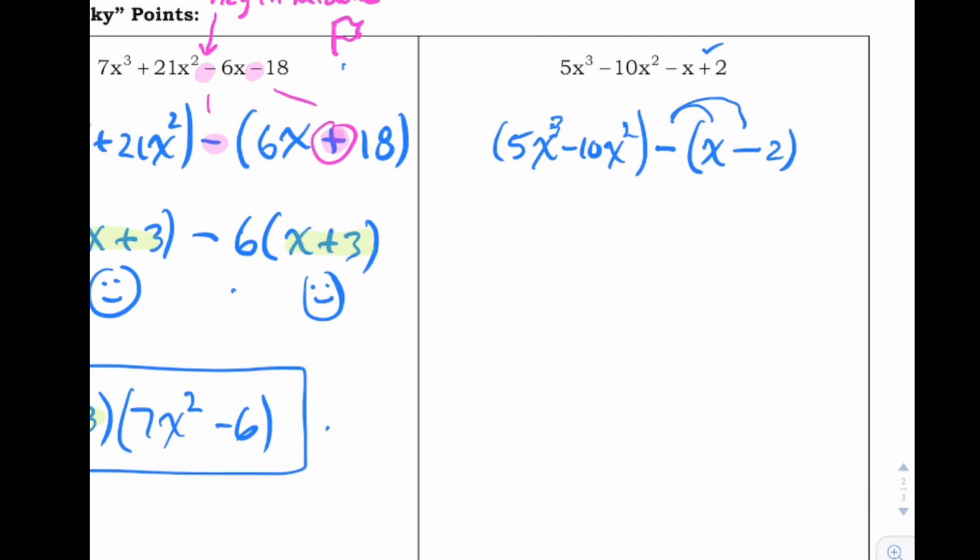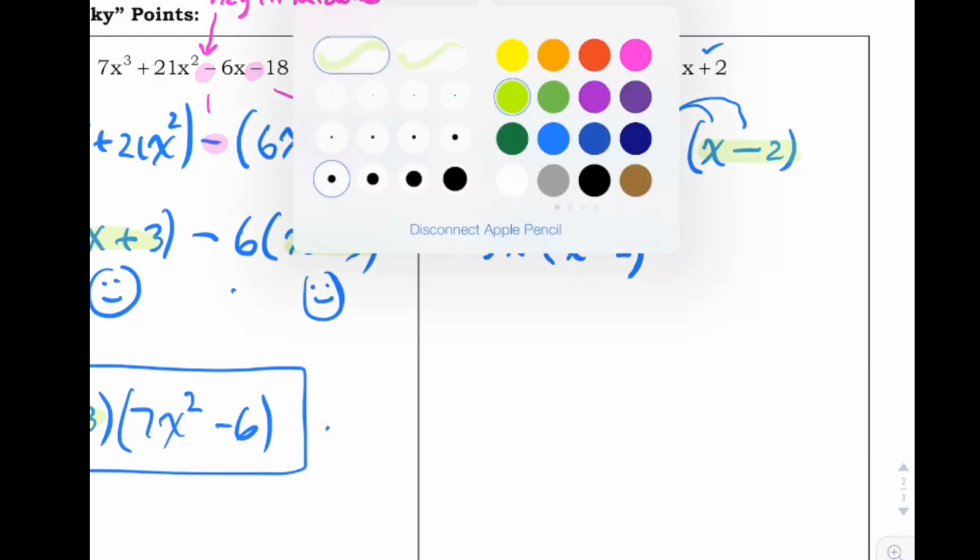Next line. From the first two, I can pull out a 5x squared, leaving me with an x and a minus 2. Cool. Minus. And then you look at this x minus 2 over here, and you're like, what? I can't pull anything out of that.